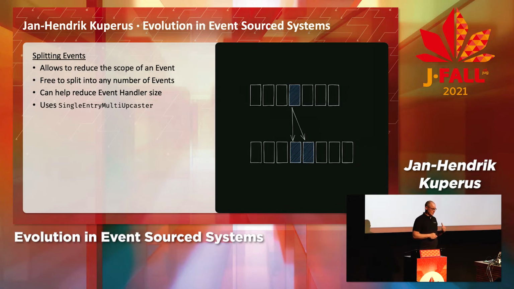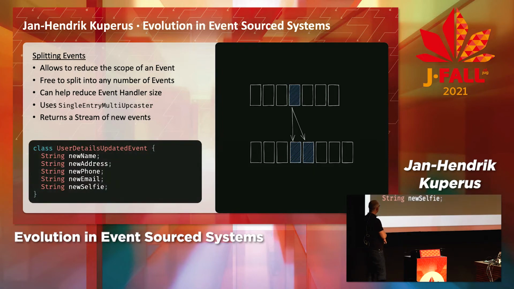This one's also one that Axon provides out of the box, and it's called single entry multi-upcaster, which is literally reading one and yielding a stream of new events. Yes, a stream of events. So it could be, for example, when you're saying we used to put all the details of a user updated event in one event, but maybe now we want to respond when an email is changed, maybe by sending an email to verify the email, then you could split this one into events and still be backwards compatible with it.